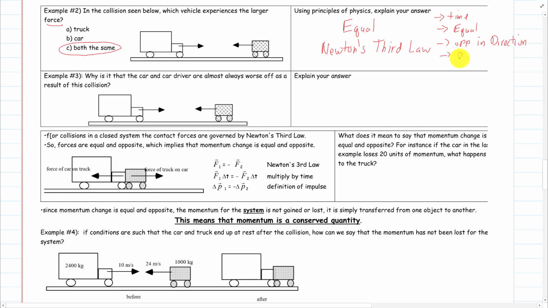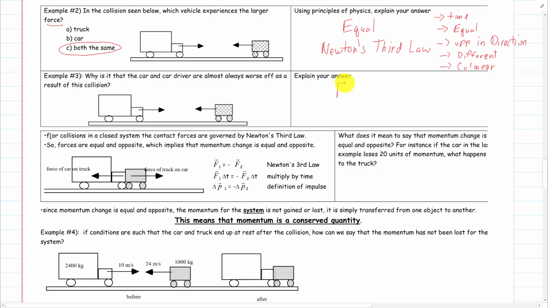On different objects. Of course, there's two different objects because there's two blocks, different forces, right? And collinear, they're in the same line when they hit each other. It's fine. All right. So why is it that the car and the driver in the car is almost always worse off? Right? Because you want to be in the bigger one.